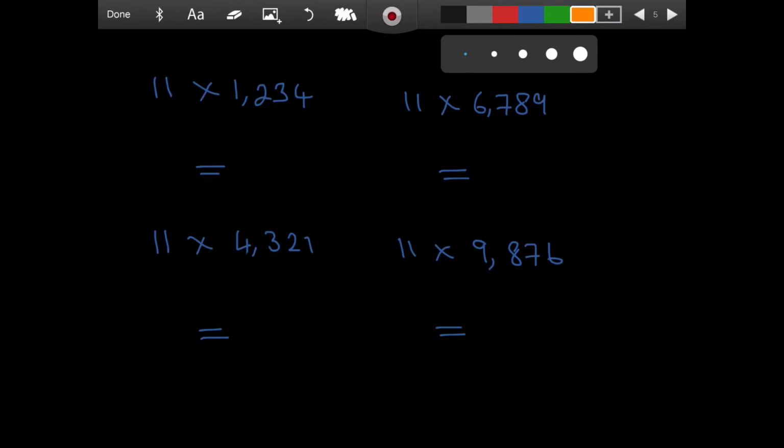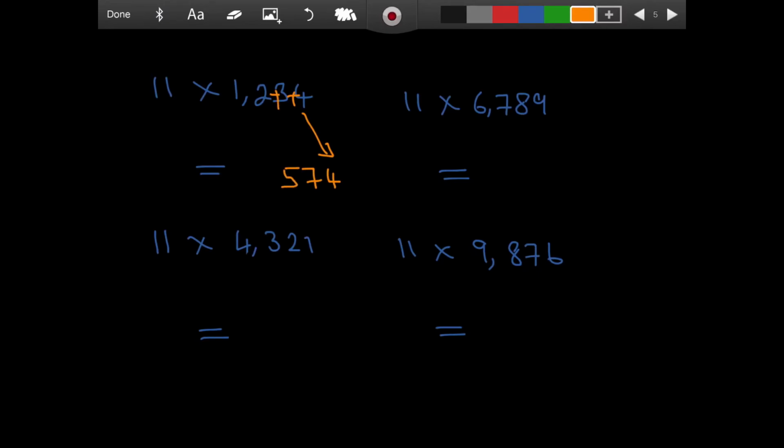Okay, so now a 4-digit number. 11 times 1,234. Very similar to the last method. Okay, you bring down the 4. You add the 3 and the 4 together to give you 7. You add the 2 and the 3 together to give you 5. You add the 1 and the 2 together to give you 3. And you just bring down the 1.